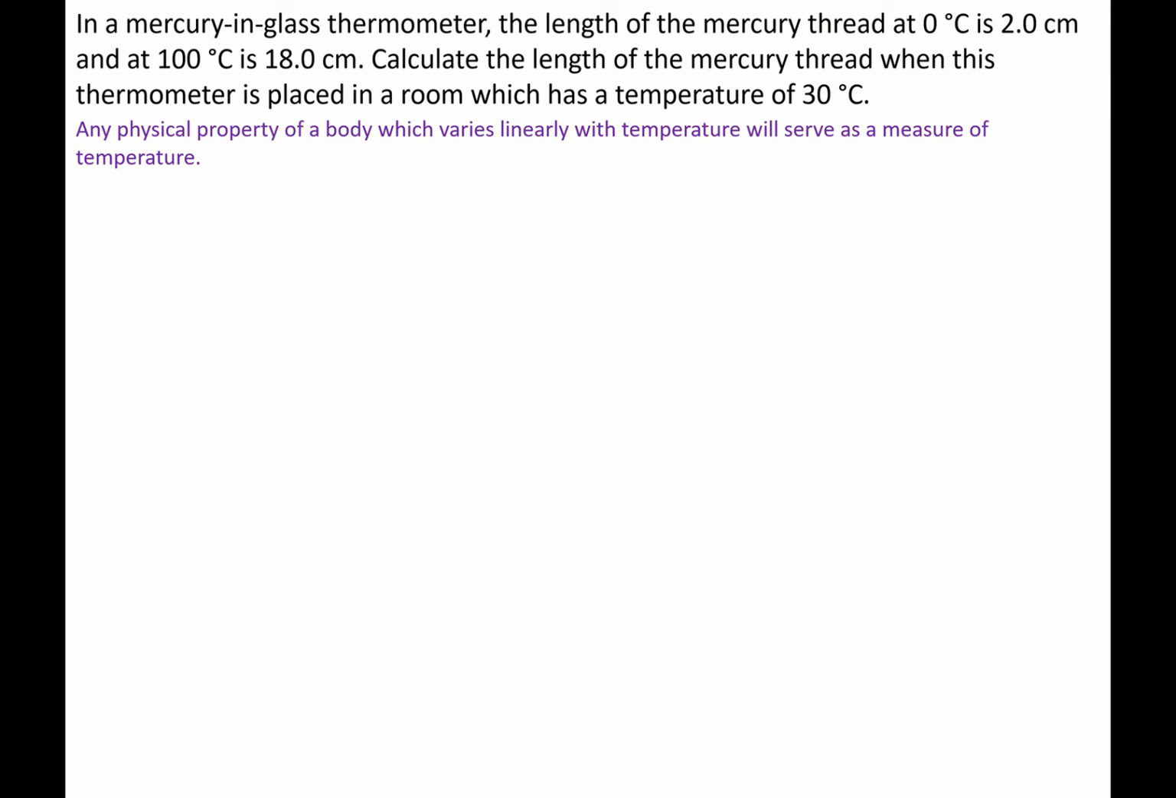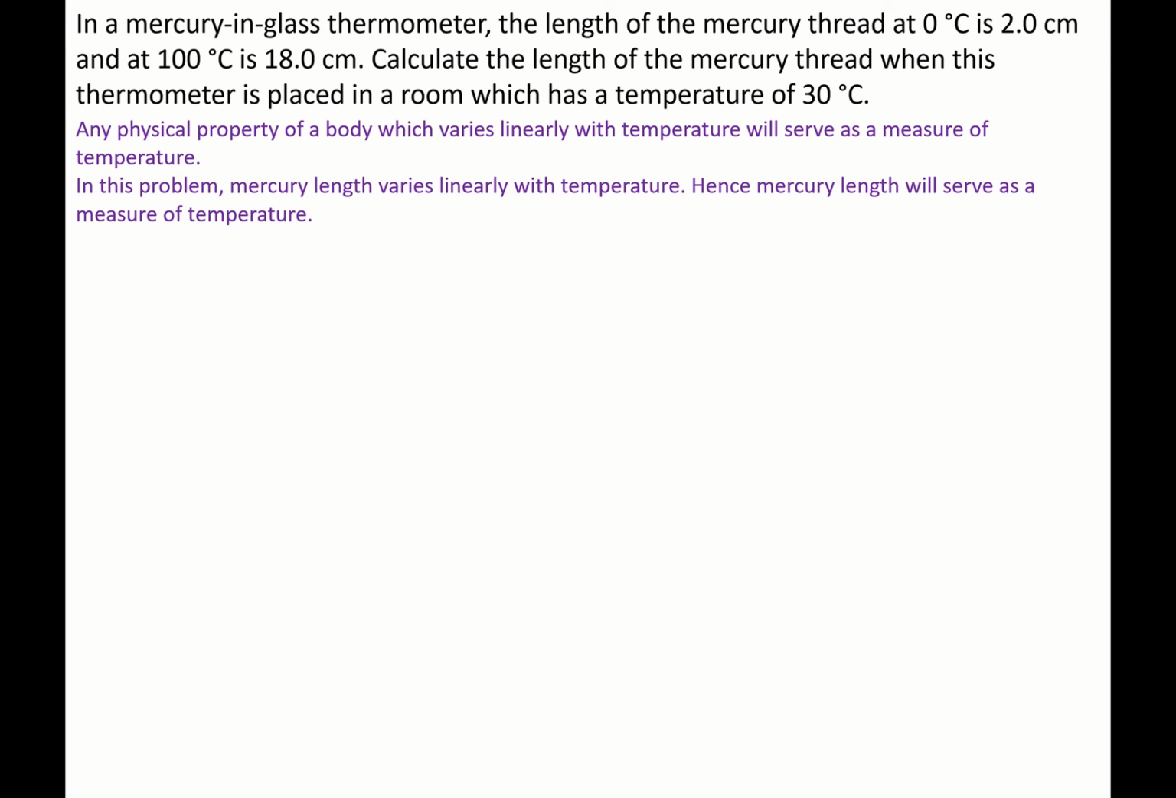So specific to this given problem, we are given that in a mercury in glass thermometer, the length of mercury thread is actually 2 cm at 0 degrees Celsius. Therefore, specific to this problem, the mercury length is the physical property of the body that varies linearly with temperature, and hence we'll use the mercury length as a measure of temperature itself.